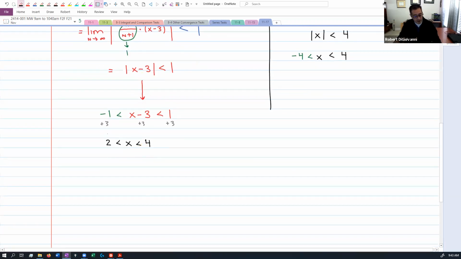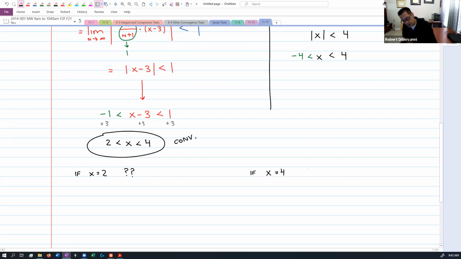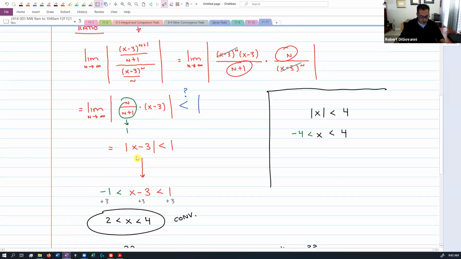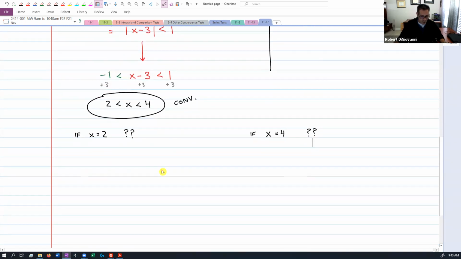And so right now we know for sure we have convergence here. What we don't know is this. If x equals 2, we don't know what it does. And we also don't know if x equals 4, what it does. Do y'all understand what I'm saying? At the 2 endpoints of that interval, if you plug 2 in for x, just try it, right here we would get equals 1, not less than 1. So we need to figure out what happens here and what happens here. We must check the endpoints.